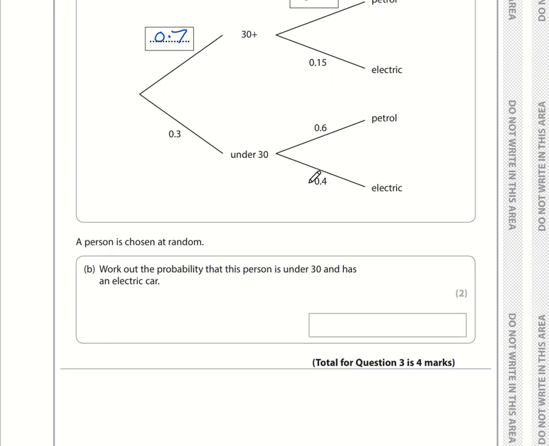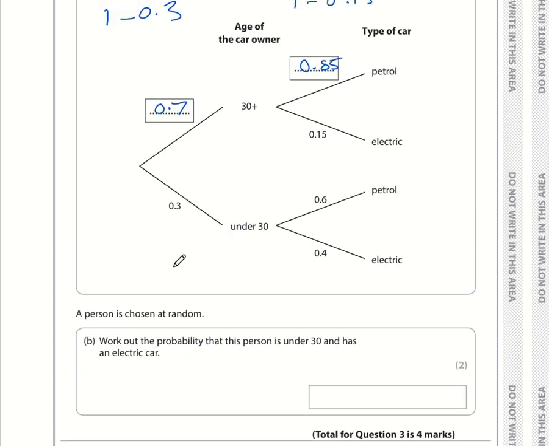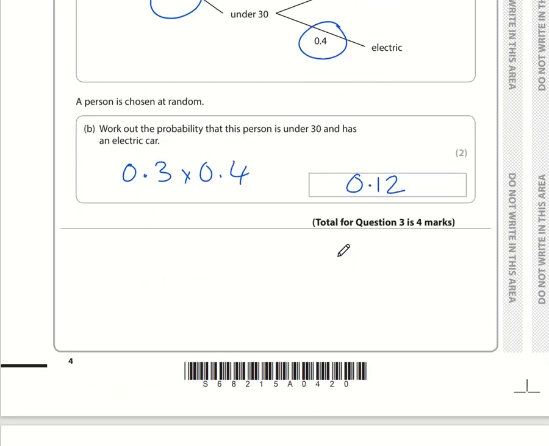So a person is chosen at random. What's the probability that they're under 30 and have an electric car? So under 30 is 0.3, electric is 0.4. So what we do is we multiply these probabilities together, 0.3 multiplied by 0.4, and the answer is 0.12. So make sure you're multiplying the probabilities and not adding them there.